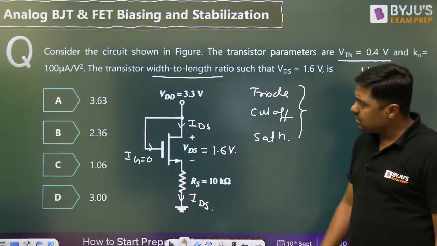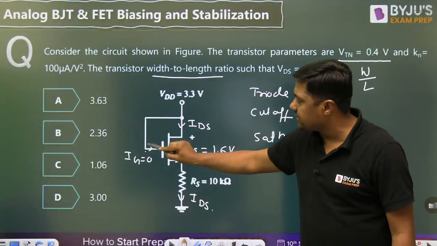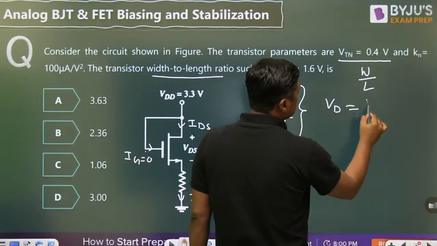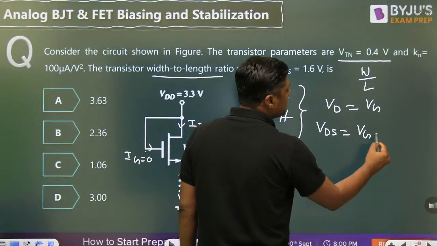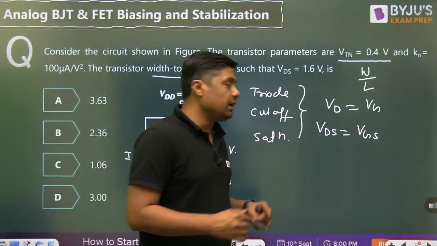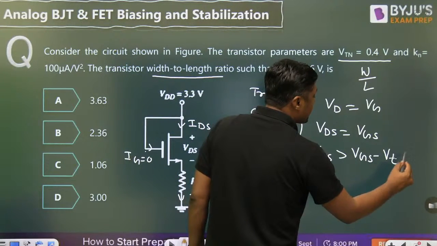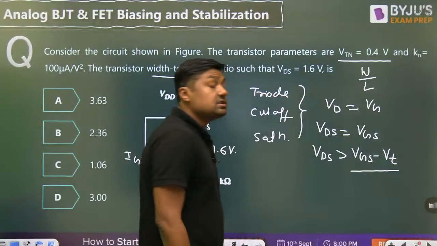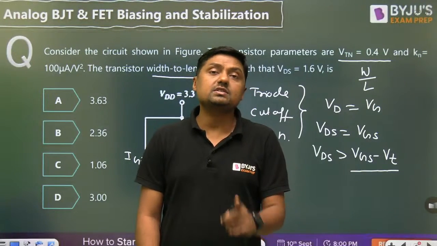Now, remember that when the drain is connected to the gate, VD is equal to VG. When VD is equal to VG, we can directly say VDS is equal to VGS. Once VDS is equal to VGS, 100% sure VDS is greater than VGS minus VT, where VT is the threshold voltage. If this condition is satisfied, the MOSFET is definitely in saturation.